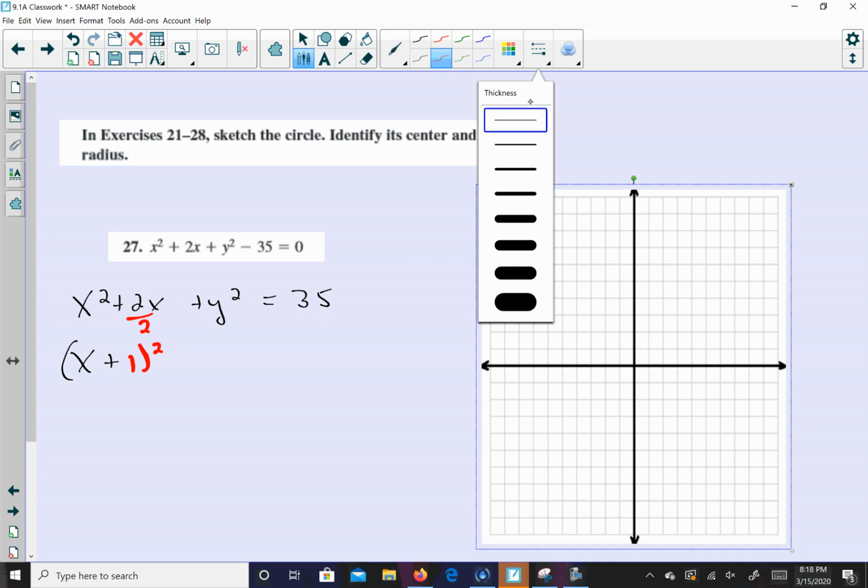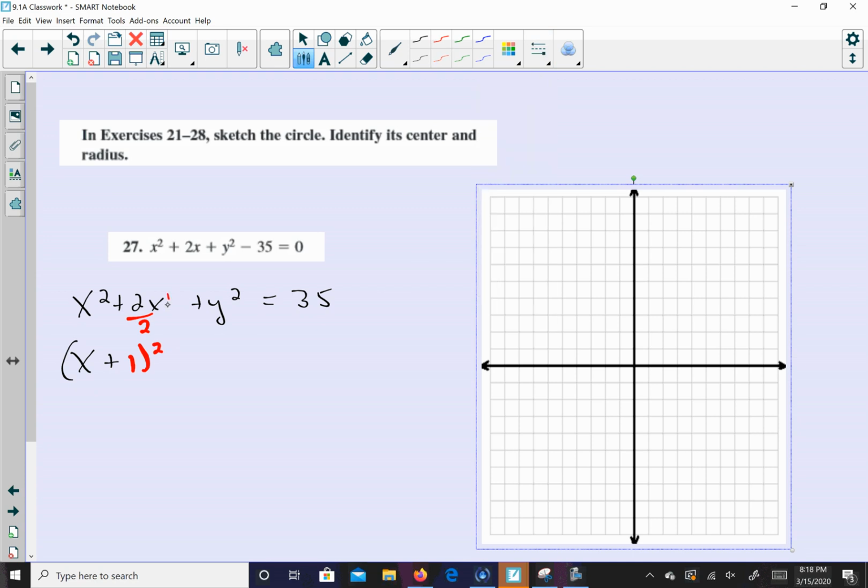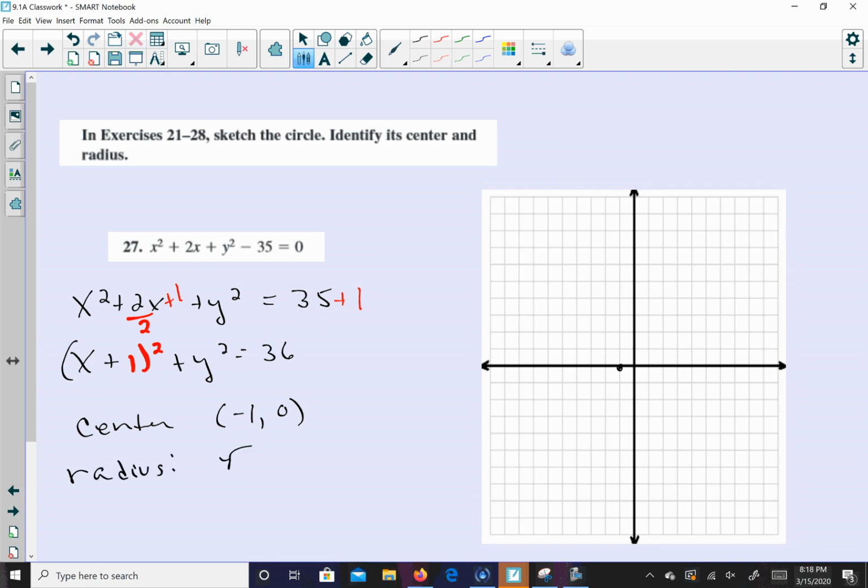1 squared is going to be 1, so I'm going to add 1 to this side, which means I add 1 to this side. The y squared, I don't have to complete the square because it's just y, so I'm going to write y squared is equal to 36. My center then is going to be the ordered pair negative 1, 0, so I'm going to plot that negative 1, 0. There's my center, and my radius will be the square root of 36, which is 6.